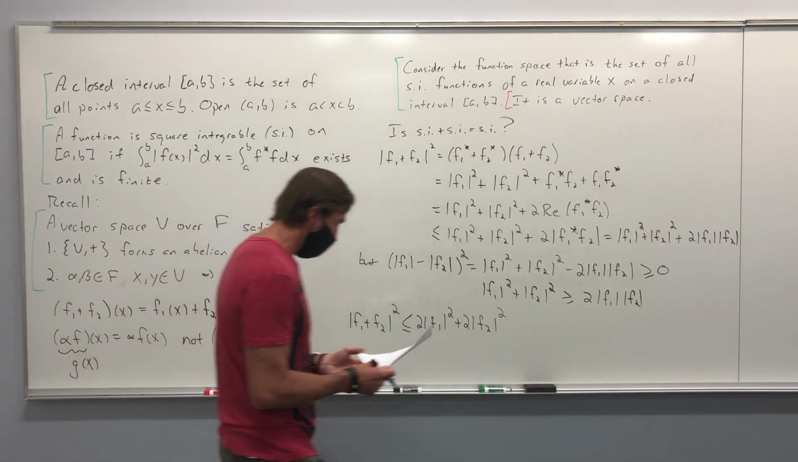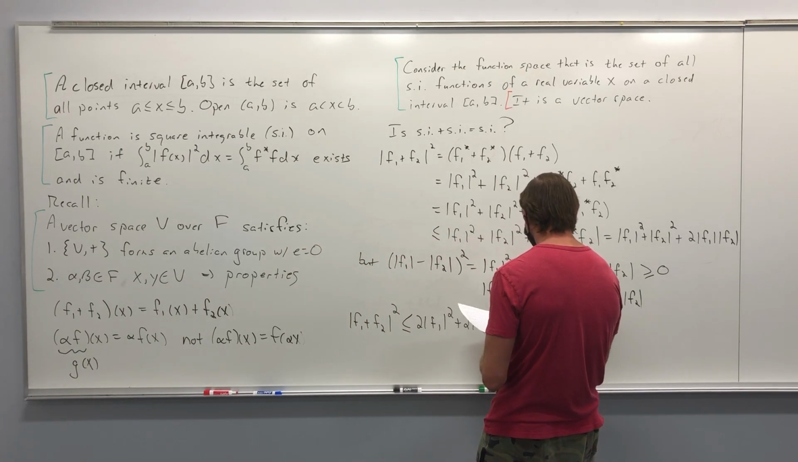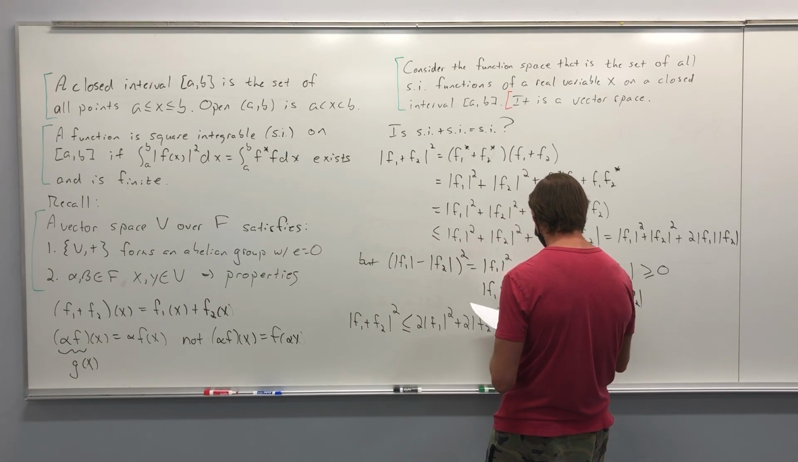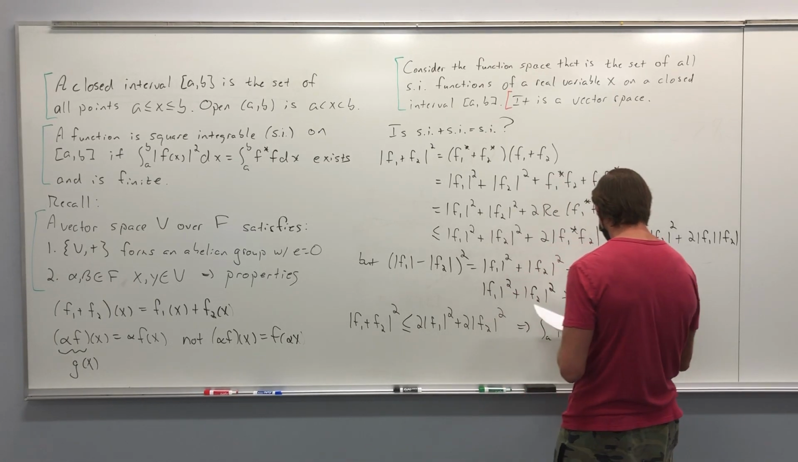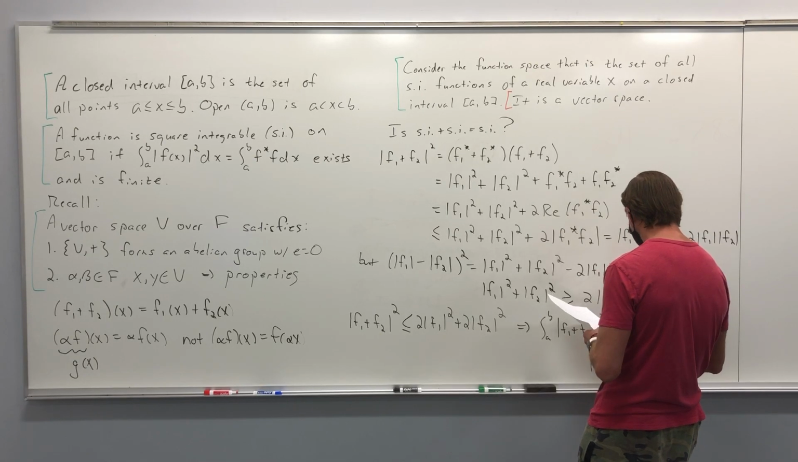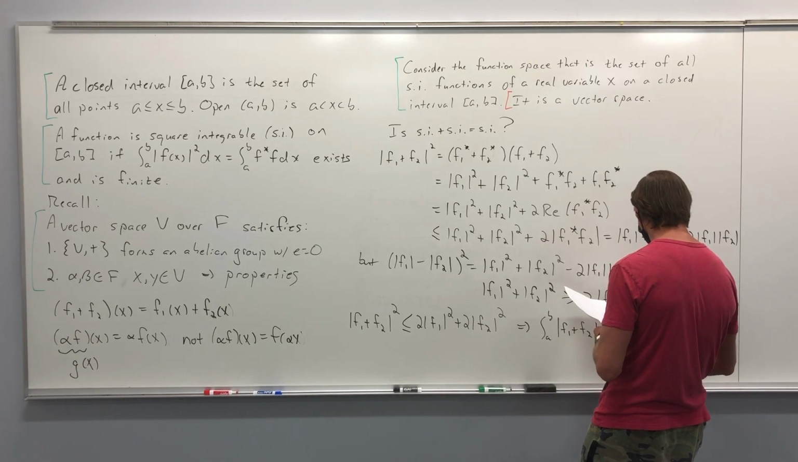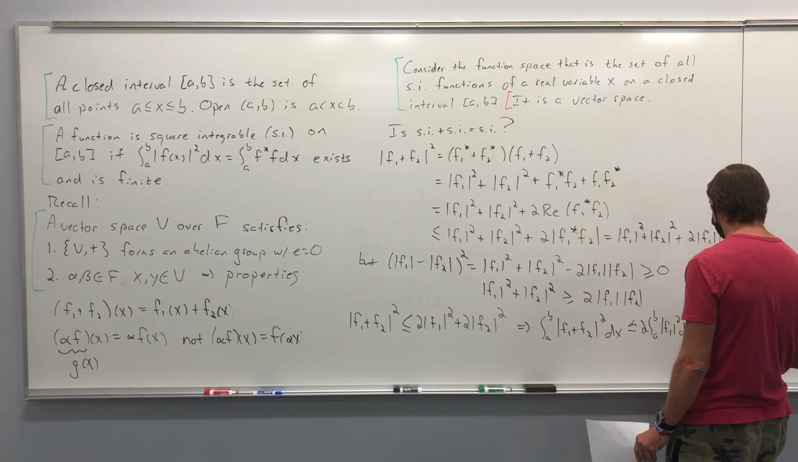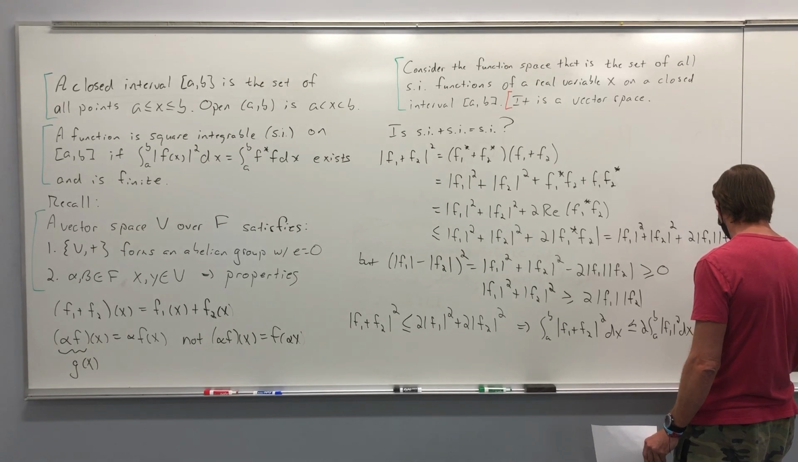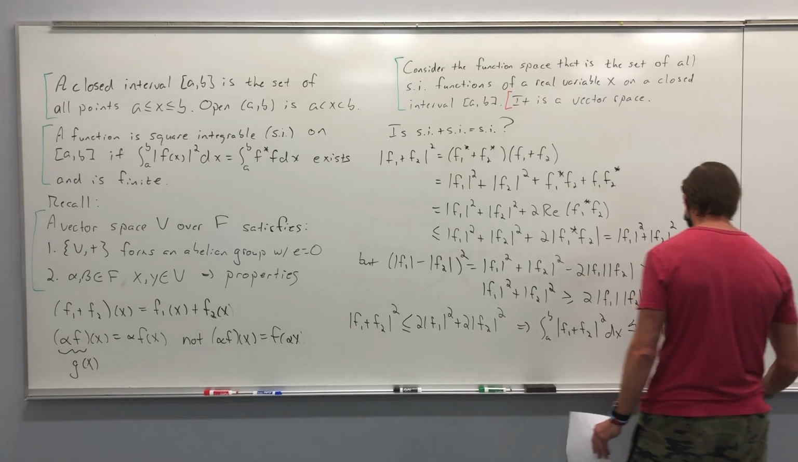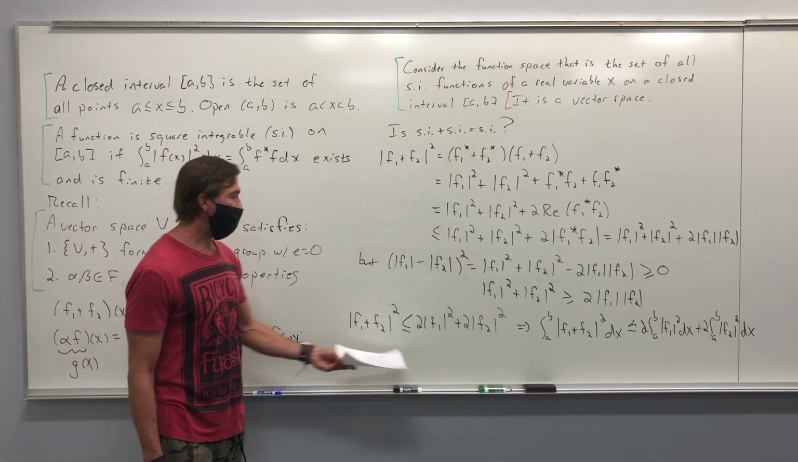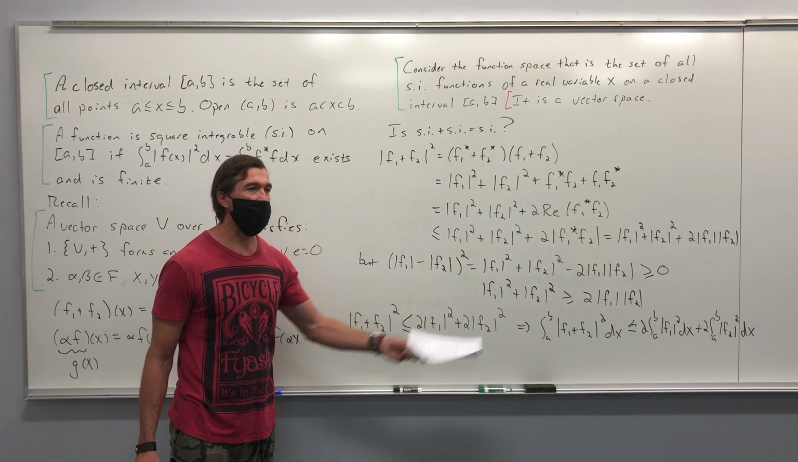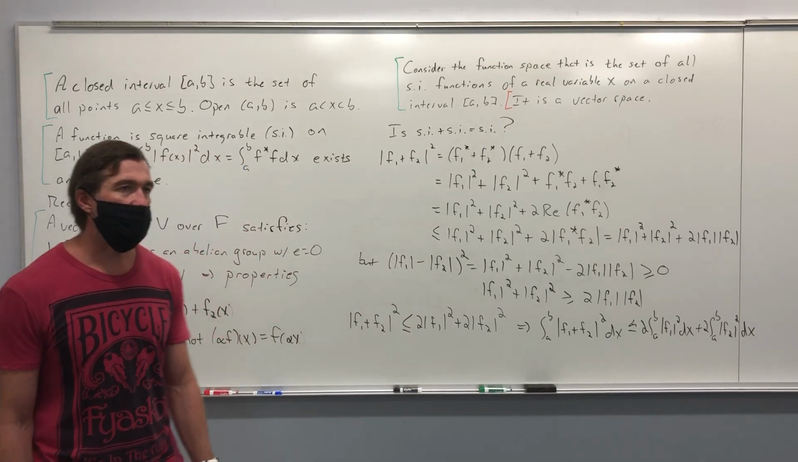Okay? Now then this implies that the integral from a to b of (f1 plus f2) squared dx is less than or equal to twice the integral from a to b of f1 squared dx plus twice the integral from a to b of f2 squared dx. Right, if this is less than this, and I just integrate this from a to b, integrate that from a to b, it doesn't change the direction of the inequality.